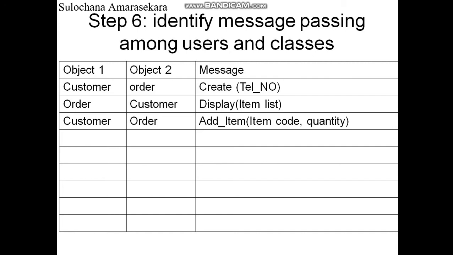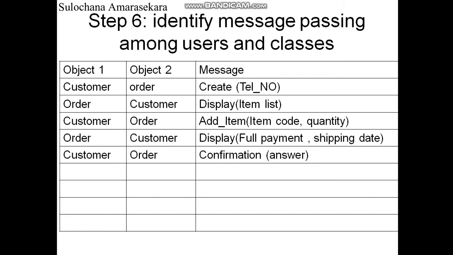After that, sending full payment and shipping date. That means the order class sends a display message with the full payment and shipping date to the customer. Next, confirm satisfaction. Under that, the customer sends a confirmation message with a yes or no answer to the order class. These are the clearly defined messages in our example.